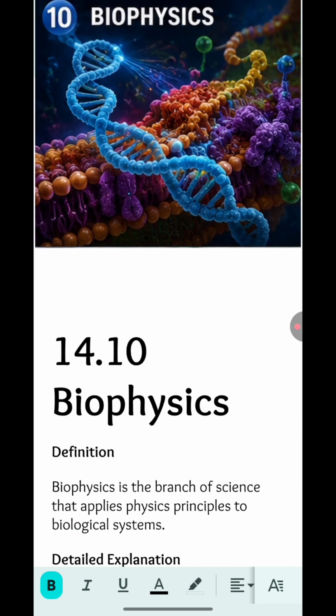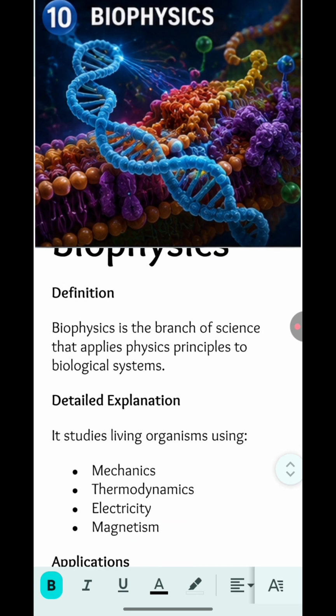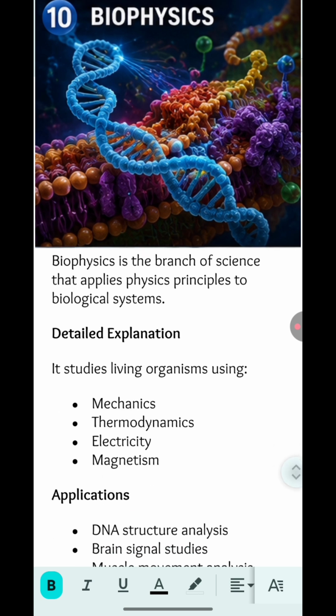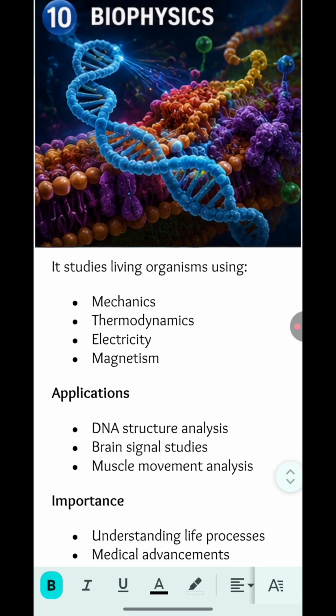Next one, biophysics. Biophysics is a branch of science that applies physics principles to biological systems. It studies living organisms using mechanics, thermodynamics, electricity, and magnetism. What are the applications? DNA structure analysis, brain signal studies, and muscle movement analysis can be done by biophysics.